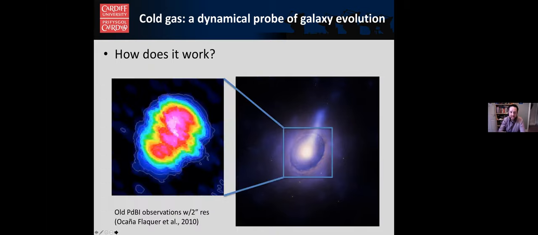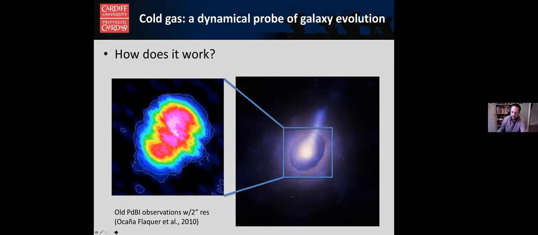So this actually had observations before we targeted it. This is with the Plateau de Bure interferometer in France. And they had about 2 arcsecond resolution, so pretty good for the instruments before ALMA. And you see that you've got a nice disk there. This is not many resolution elements, but you can tell there's a nice disk of molecular gas in the center there.